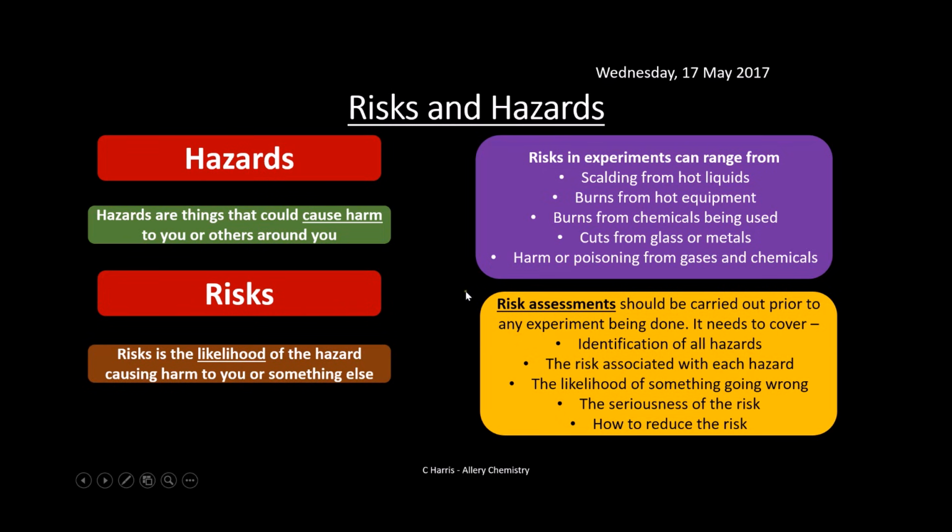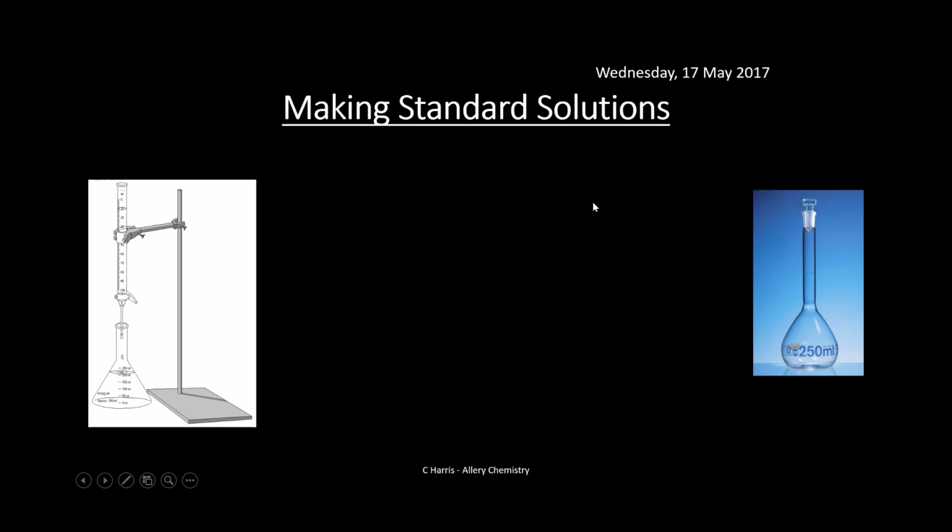So what is the risk? For example, it could be a Bunsen burner near the edge of a bench. The risk could be burns from somebody walking by. The likelihood of something going wrong: is it likely to go wrong or is it not? The seriousness of the risk: if it's poisonous, then that's really serious. And how to reduce the risk. Maybe use a fume cupboard, push the Bunsen away, orange flame when not in use, things like that. So these have to be done prior to the experiment being carried out.